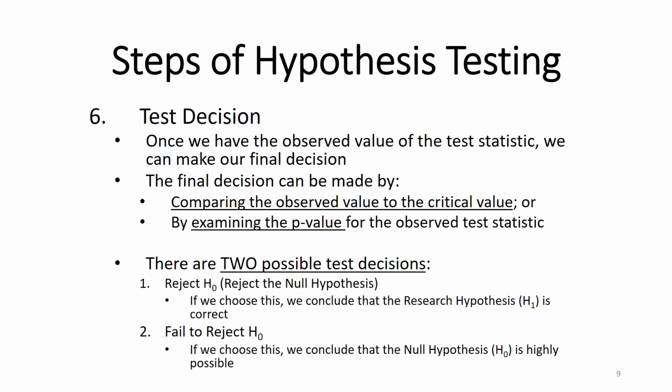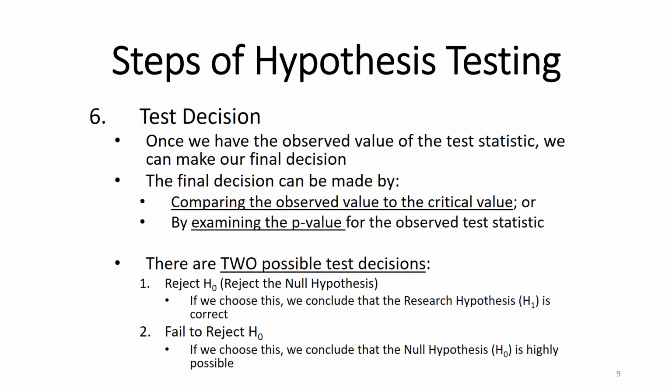If our observed value is more rare than the critical value, we're going to reject the null hypothesis and choose the research hypothesis. On the other hand, if the observed value is less rare than the critical value, we will determine our outcome to be common, and we will fail to reject the null hypothesis, which is basically saying we didn't want the null hypothesis to happen, but we can't reject it.